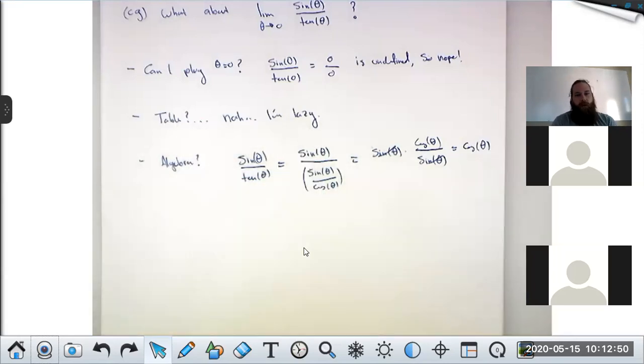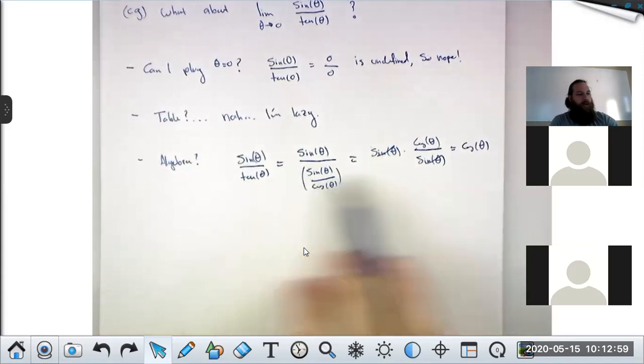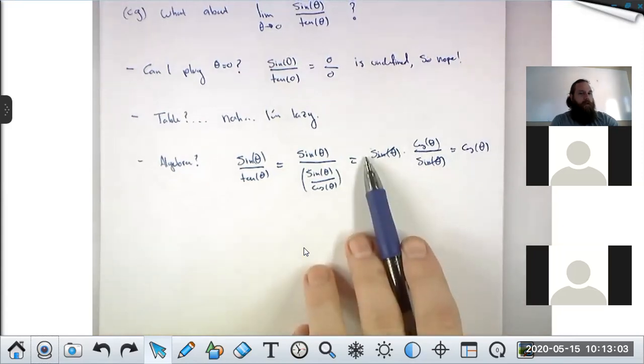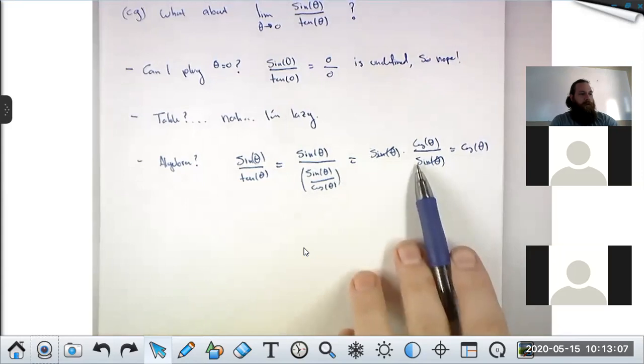And so I ask, is there anything else I could do? And the answer here is yes, there's some algebra I can do. If I rewrite tan theta as sine theta over cos theta, and then rewrite this division as multiplication by the reciprocal, I can cross out the sine thetas. There's a factor of sine theta upstairs and a factor of sine theta downstairs, and they cancel.